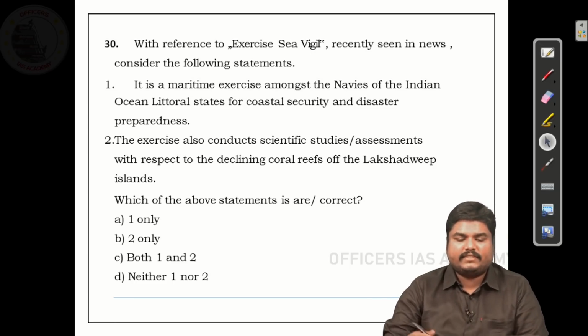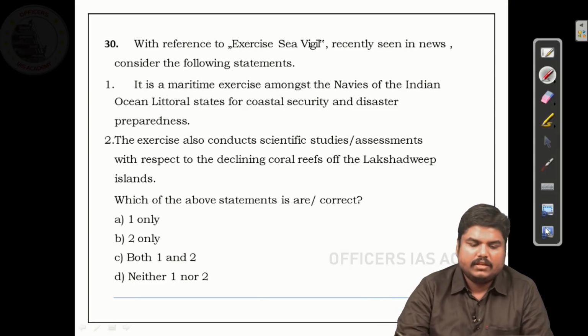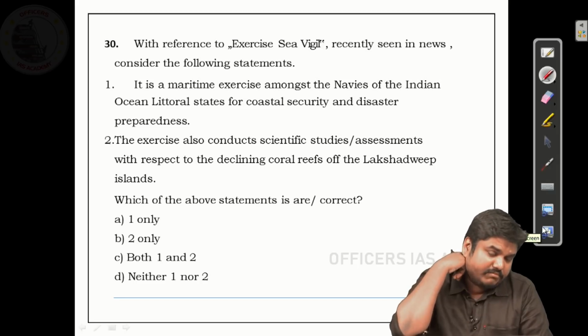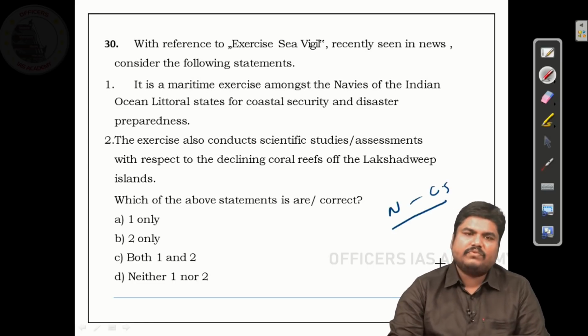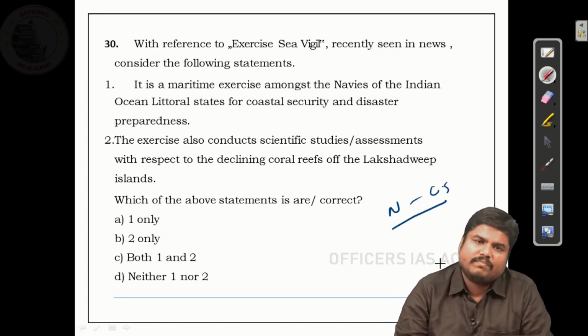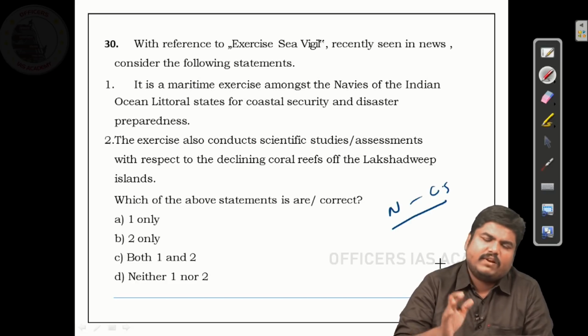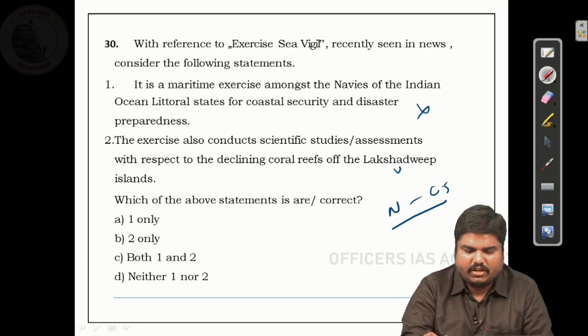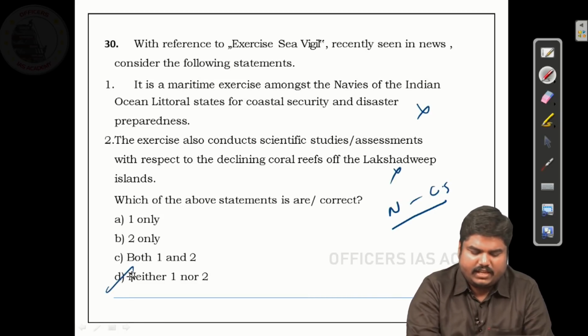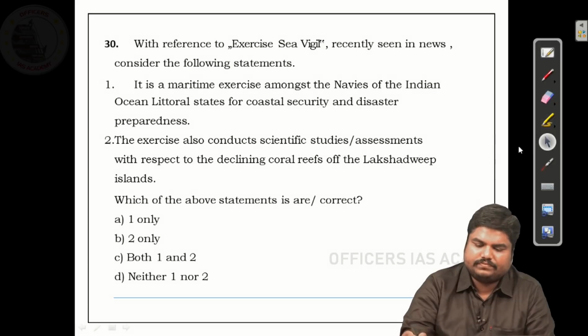30th question, exercise Sea Vigil. This is a maritime exercise between the Navy and Coastal Guard, to validate the efficacy of measures taken since the 26/11 attack. Nothing else. So here both these statements are wrong. The answer is going to be D, neither 1 nor 2.